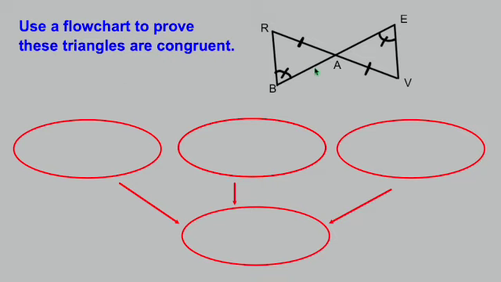If you look over here at our figure, we have a triangle on the left, a triangle on the right. There's some information given to us. For instance, we know that RA, that line segment, is congruent to line segment AV. So I'm going to go ahead and write that in here.